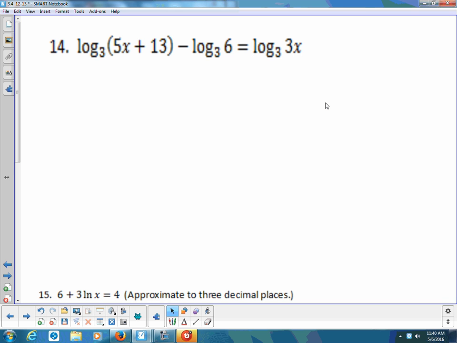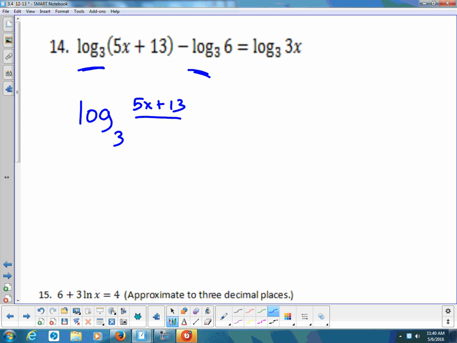For number 14, maybe not too easy, but not too hard either, because we can rewrite the left side using one of the properties of logarithms that we learned last class. So what can we write? They're both log to the base 3 with a subtraction. You could do log to the base 3 of (5x plus 13) over 6 equals log to the base 3 of 3x. So Matthew is using the quotient property, all right? Now what?